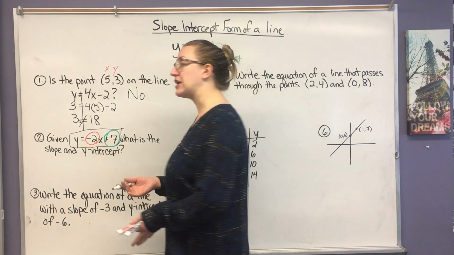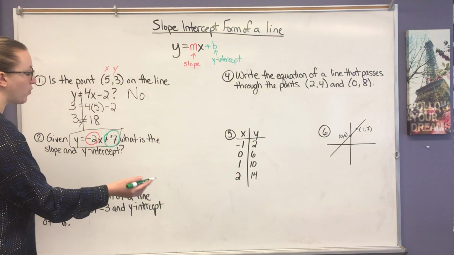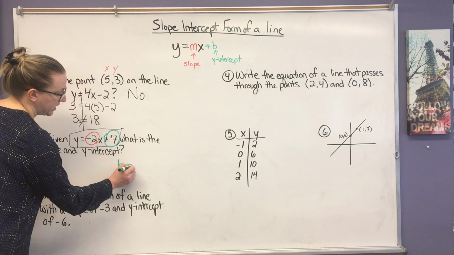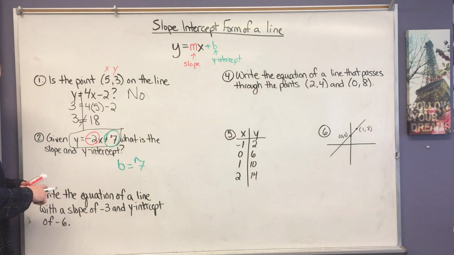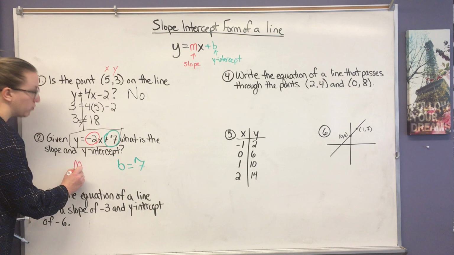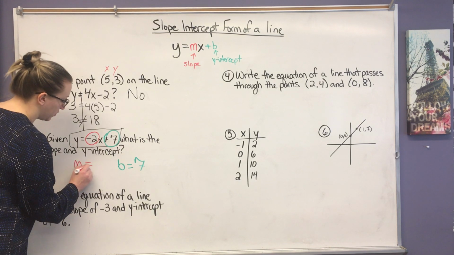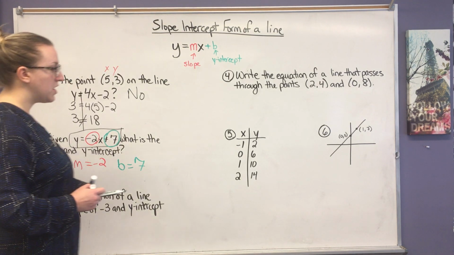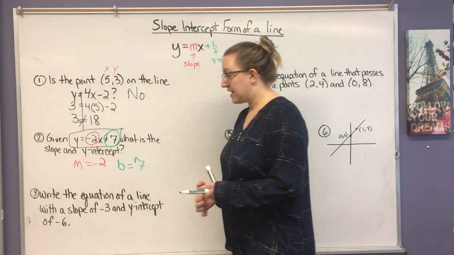Okay, so we can use the letters to represent our slope and y-intercept. So in this case, b equals a positive 7, and slope, which is m, equals negative 2. Then we have the question down here.